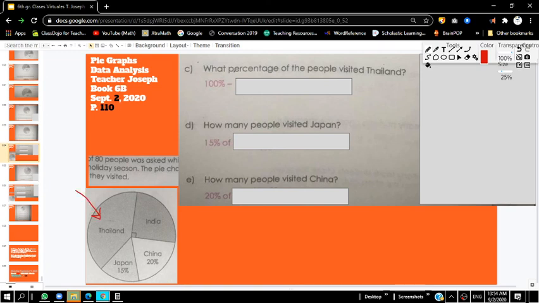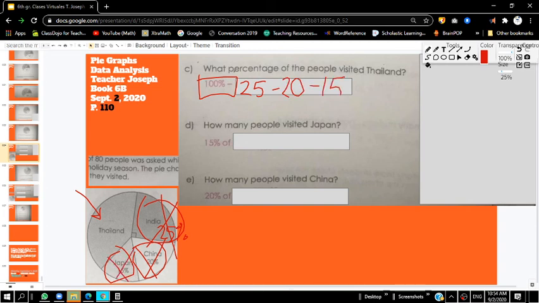Now, we don't know the fraction and we don't know the percent, but we do know the percentage of India, which is 25%. So if we know India and we know China and we know Japan, we can figure out the percentage of Thailand. We can just take our full 100% minus 25 minus 20 minus 15 to get our missing percent, which is Thailand.